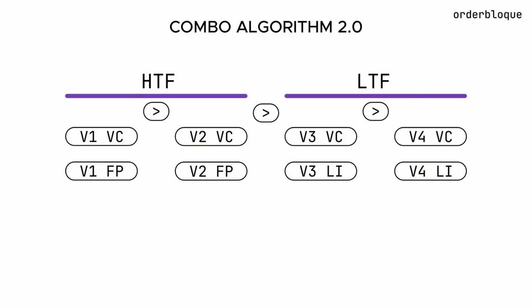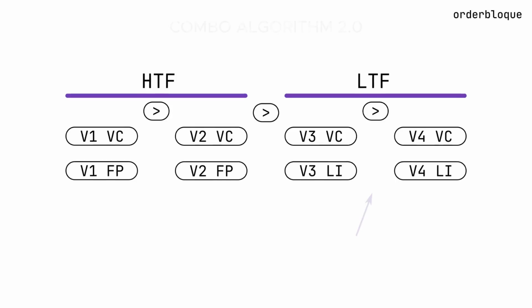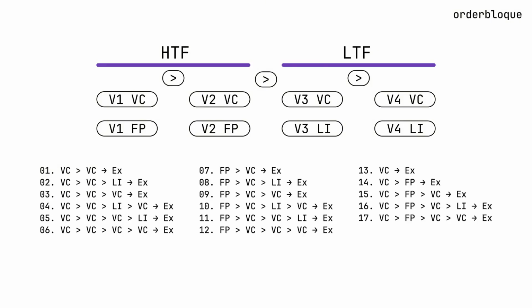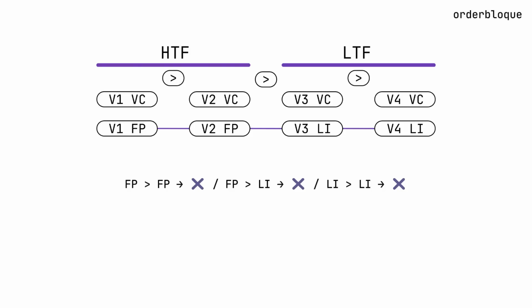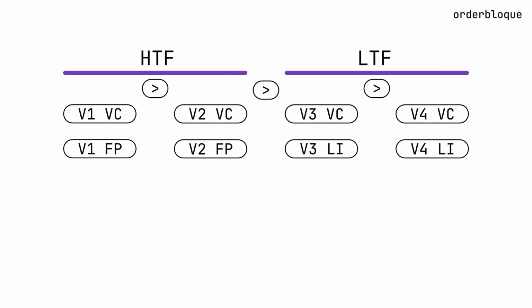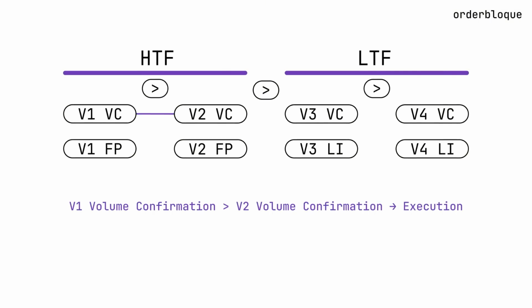As you can see, it is divided into two parts: higher time frame, which let's say is mandatory for opening any position, and lower time frame, which is a supplement or optional part. In total, there are 17 entry points that we can use depending on market context. Despite the fact that the variables in the lower part cannot connect with each other. The first basic combination that embodies the logic of idea validation and from where an entry can be made is variable 1, volume confirmation, greater than variable 2, volume confirmation.